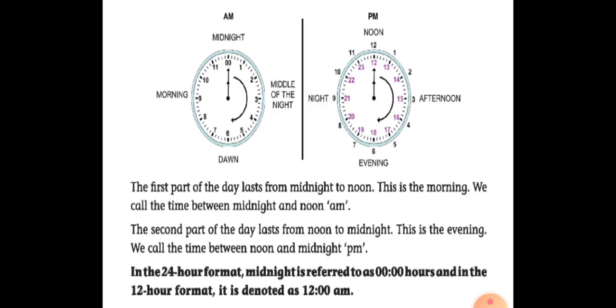The first part of the day lasts from midnight to noon. This is the morning. We call the time between midnight and noon AM. The second part of the day lasts from noon to midnight. This is the evening. So from midnight till noon, that is 12 o'clock, we call it AM, and from noon to midnight we call it PM while we are writing the time of anything.